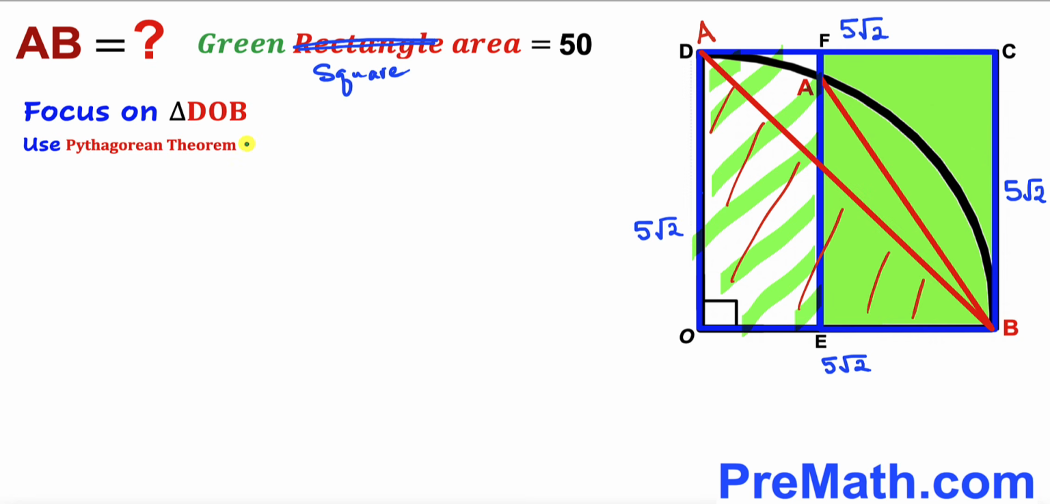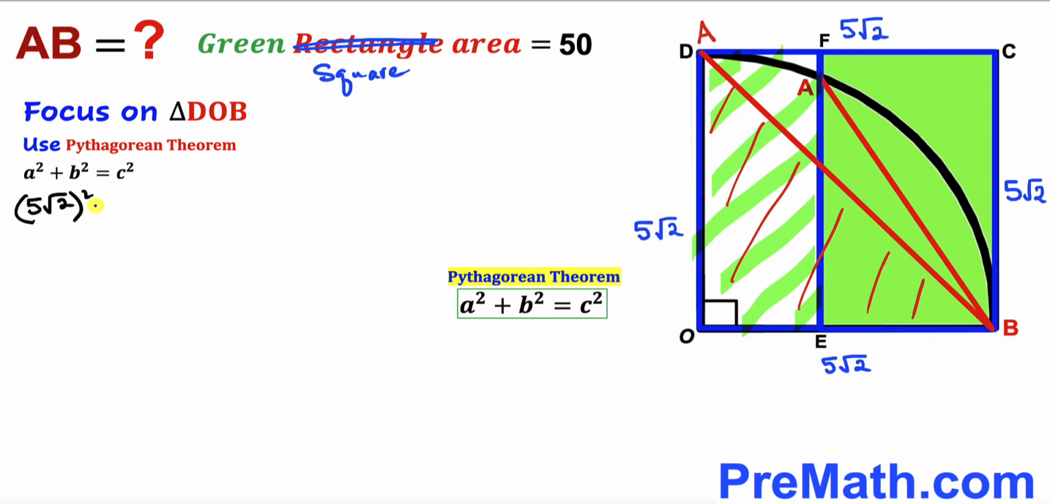We are going to apply the Pythagorean theorem on this triangle. Here's our Pythagorean theorem: a squared plus b squared equals c squared. In our case, our hypotenuse is this AB, whereas our two other legs are 5 times the square root of 2 and 5 times the square root of 2 as well. Let's fill in the blanks in this formula. We get 5 times the square root of 2, whole squared, plus likewise 5 times the square root of 2, whole squared, equals our hypotenuse AB, whole squared.